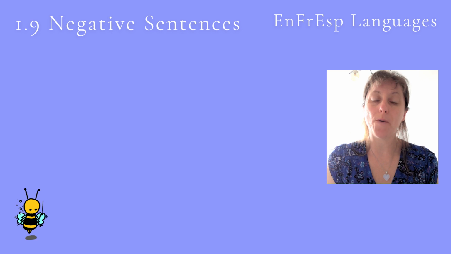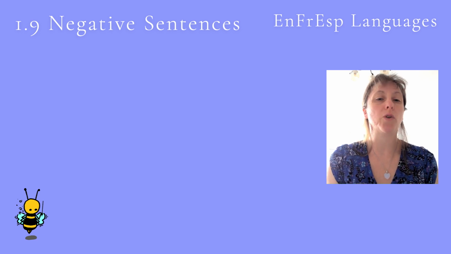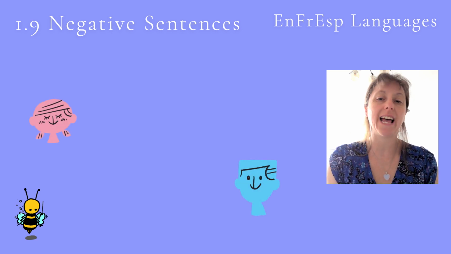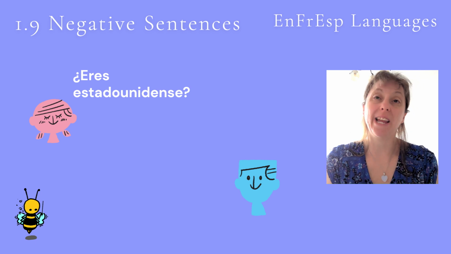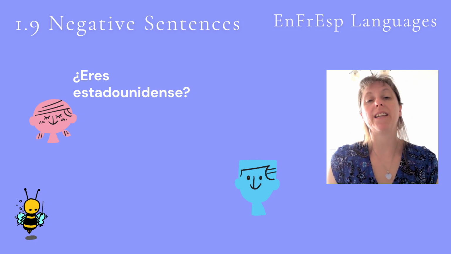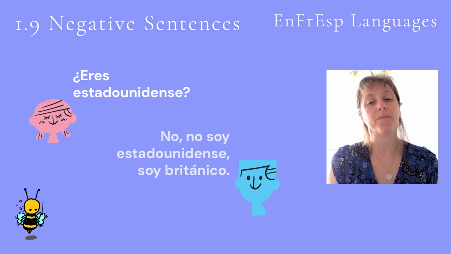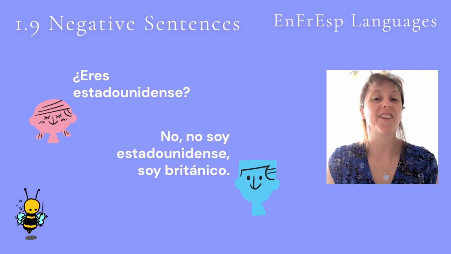Let's look at one more example. Perhaps two strangers meet and one says, ¿Eres estadounidense? But they're actually British. This person would say, No, no soy estadounidense, soy británico. No, I'm not American, I'm British.